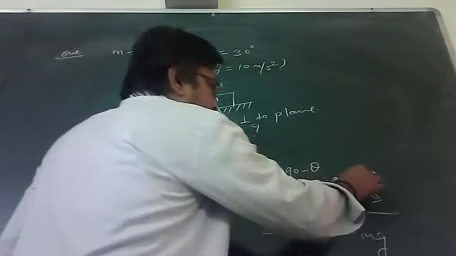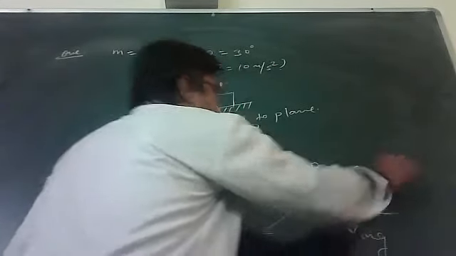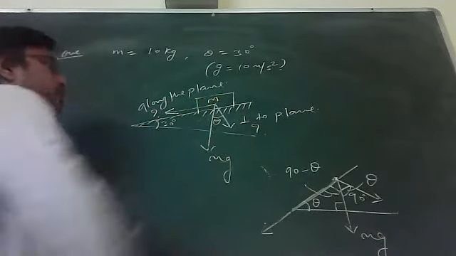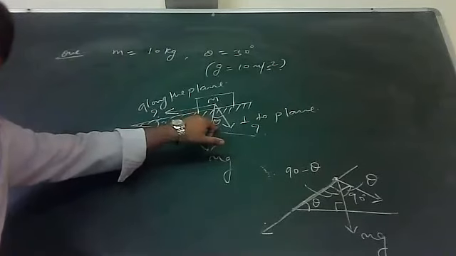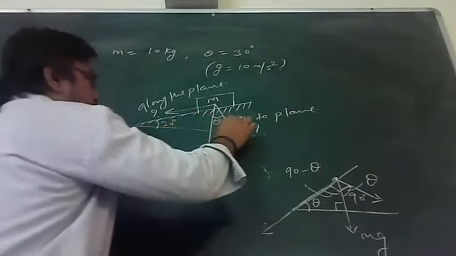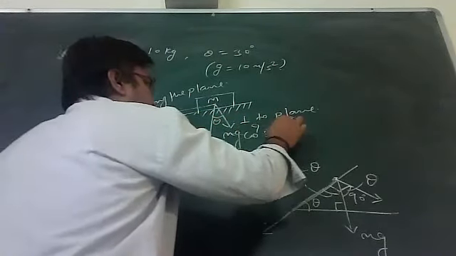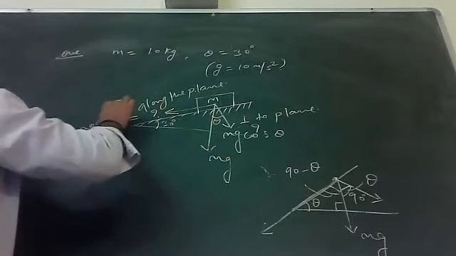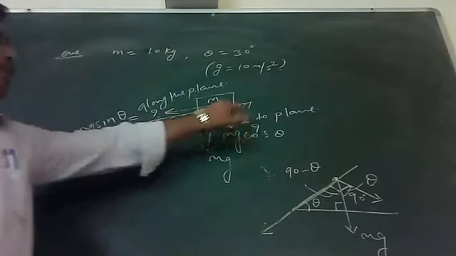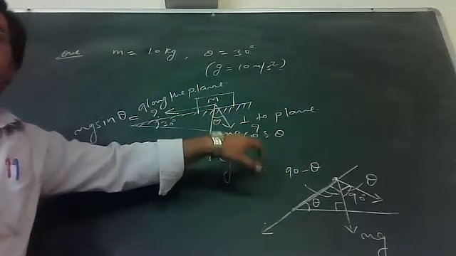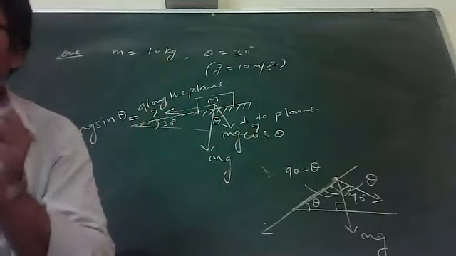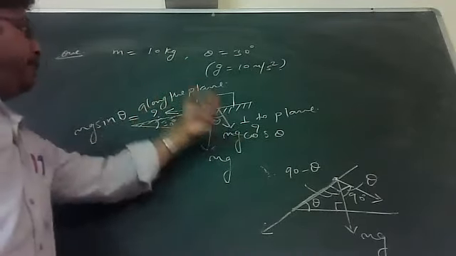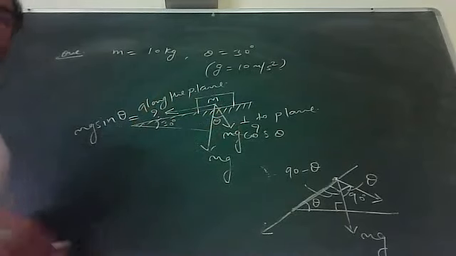Then what about this angle? This angle will now be theta. That means if this is theta, this angle is also theta. And if this is theta, you will get this component as mg cos theta. Along the plane the component will be mg sin theta, and perpendicular to the plane is mg cos theta.